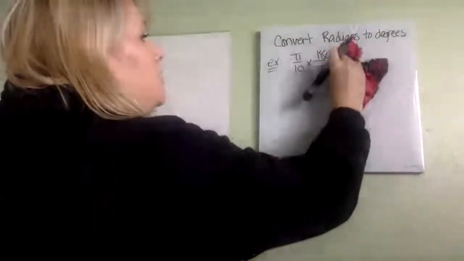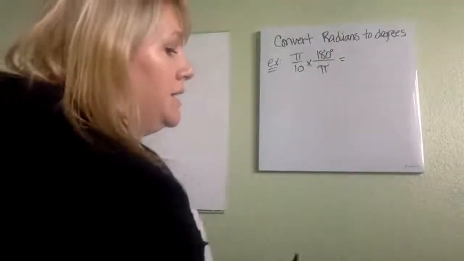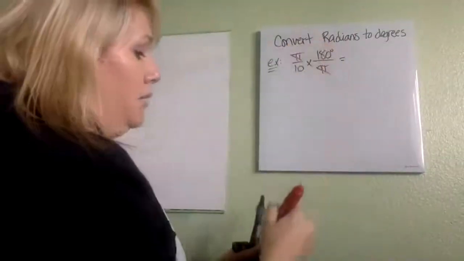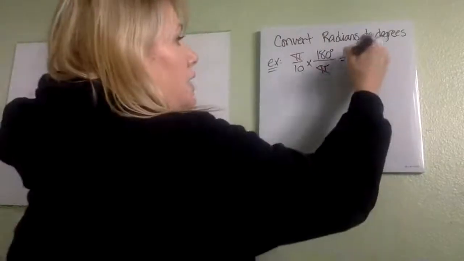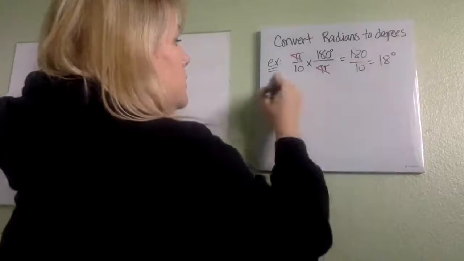Okay, so I'm going to take off the degrees and radians because that's a little cumbersome. Okay, so then the pi's cancel, right? A pi on the top, a pi on the bottom. And then you're just left with 180 divided by 10, or 18 degrees.